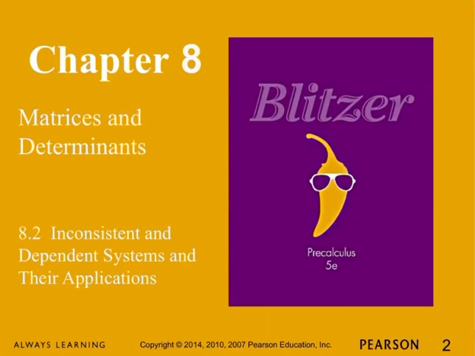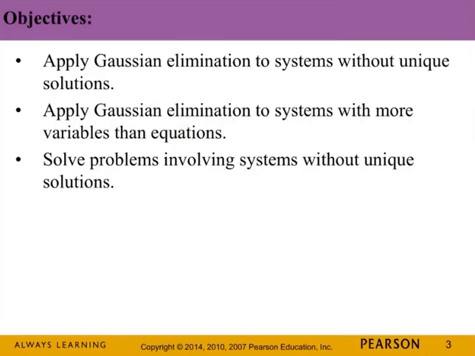Continuing along, chapter 8 on matrices and determinants. Now we want to look at section 8.2, inconsistent and dependent systems and their applications. In the previous section, we explored solving a system of equations using row operations and matrices. Now we want to see what happens when there's no solution or infinitely many solutions. We have some weird things that happen.